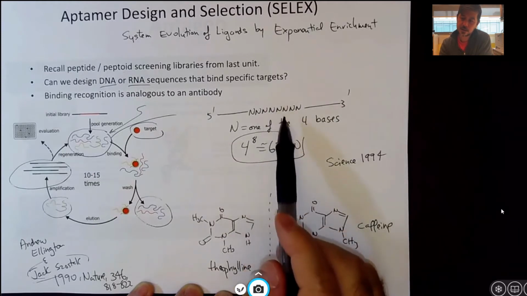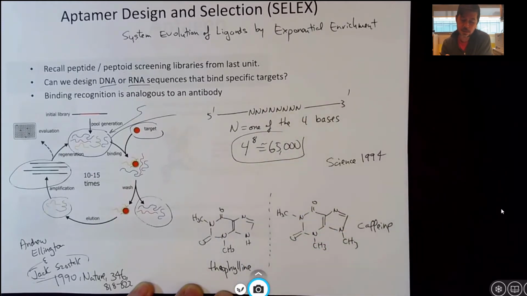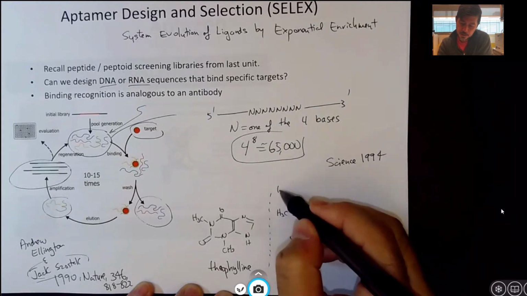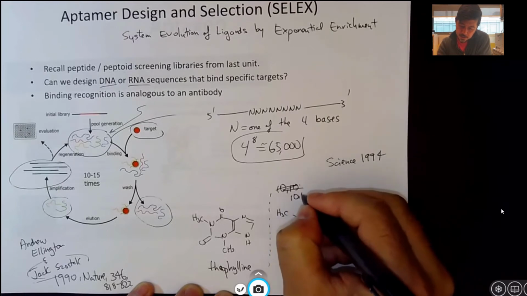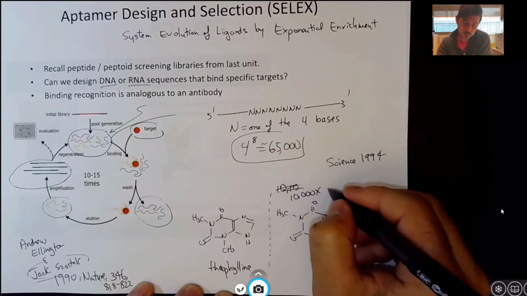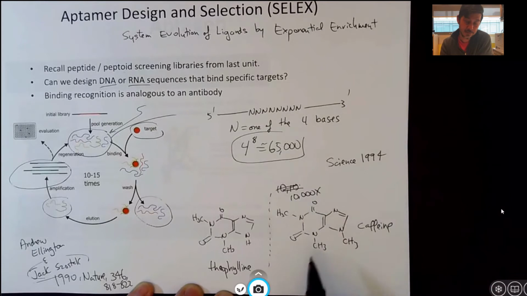I forget exactly how many bases they used, but what they noticed was that they developed an aptamer that could bind with 10,000 times stronger binding affinity to caffeine compared to theophylline. So we're just talking about a single methyl group here.